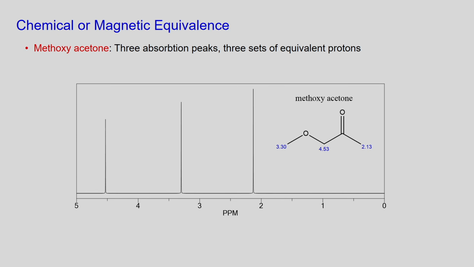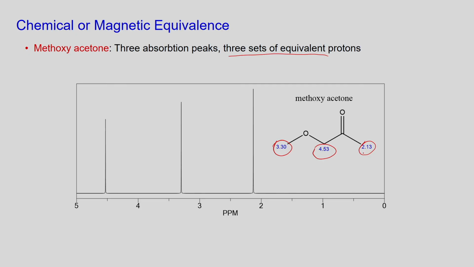Methoxyacetone. Now you see there are 3 absorption peaks and 3 sets of equivalent protons. There is one equivalent set here, another here, another here. Here you can assume that within a solution there are 3 different types of molecules, something like that. Within the same molecule there are 3 different sets of protons, at 2.13, 4.53 and 3.30.